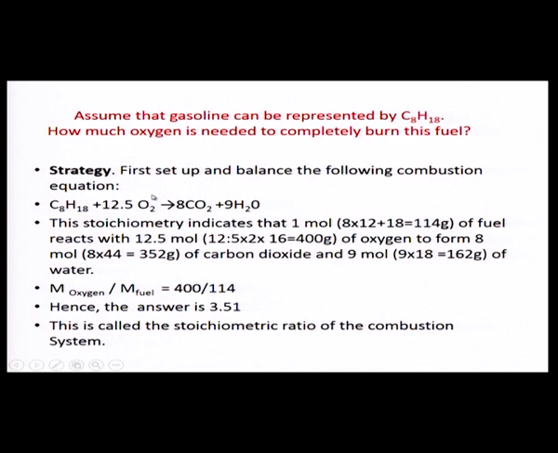And we can also calculate the oxygen to fuel ratio, because as per this stoichiometric equation, the oxygen requirement is 400 gram divided by the fuel, based on the molecular weight, 114. So the ratio comes to 3.51. This is usually called the stoichiometric ratio of the combustion system. Like this, for any fuel of known molecular weight we can calculate accordingly.